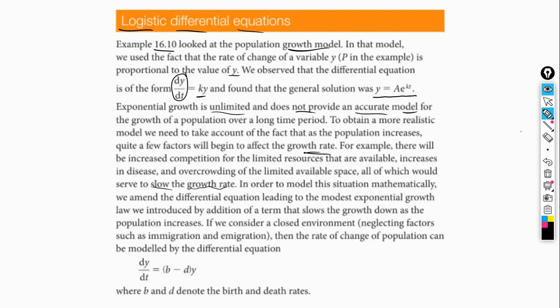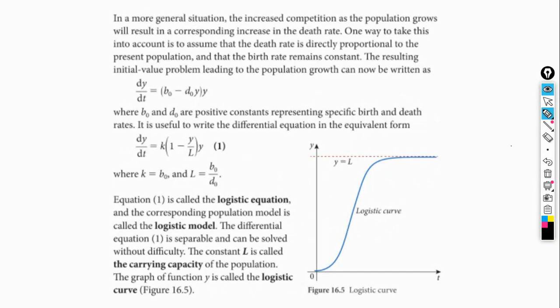If we consider a closed environment, neglecting factors such as immigration and emigration, then the rate of change of population can be modeled by the differential equation dy/dt is equal to (b minus d) times y, where b and d denote the birth and death rates. In a more general situation, the increased competition as the population grows will result in a corresponding increase in the death rate. One way to take this into account is to assume that the death rate is directly proportional to the present population, and that the birth rate remains constant.